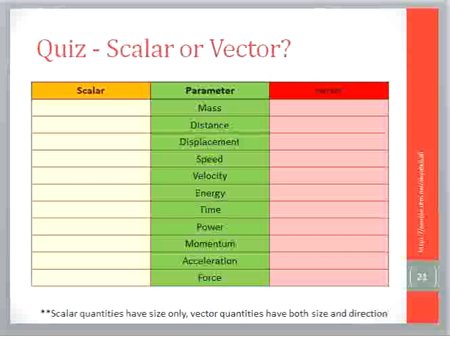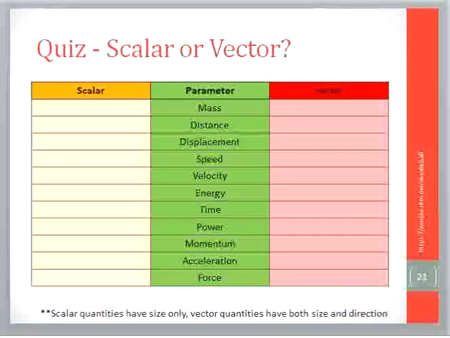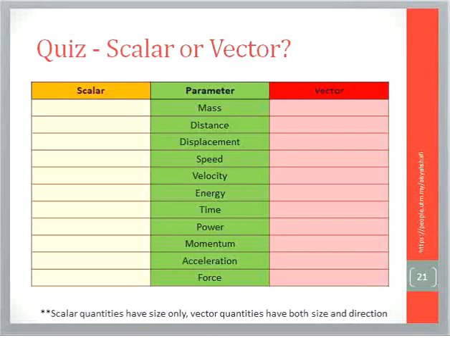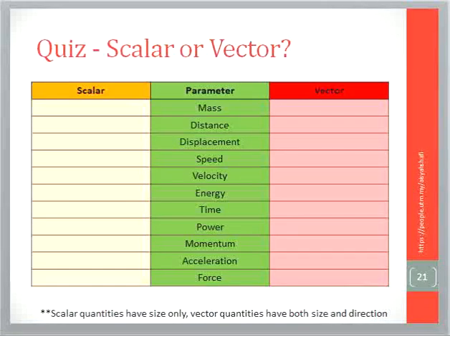Okay, this is a quiz. Just determine whether these parameters in the green table are scalar or vector. Okay, you need to determine yourself, because after this, scalar or vector is very important in dynamics.